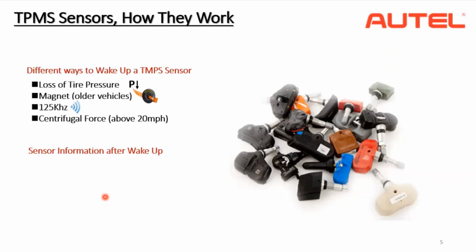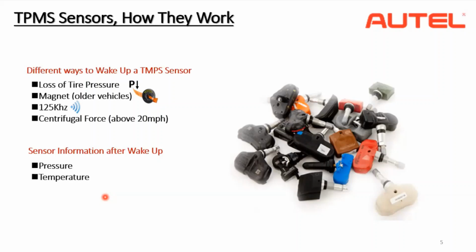So now we know how to wake up or activate a sensor. Now we should know what information we can collect from a TPMS sensor. The first one is the air pressure in the tire. That's the main motive of the whole system, to understand the tire pressure. And the other one is the temperature.